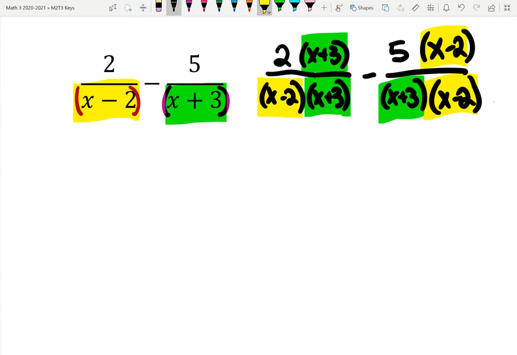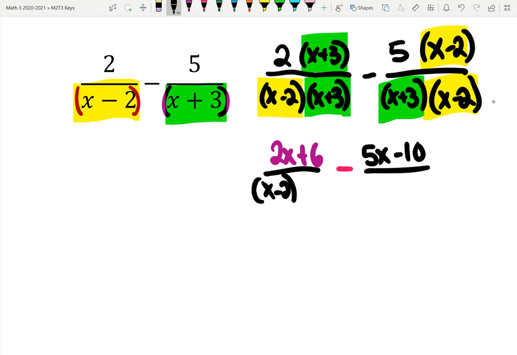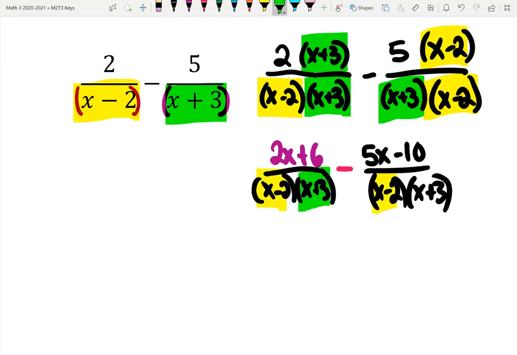Before I do so, I am going to clean up the numerators. After I distribute the 2, it's going to be 2x plus 6 minus 5x minus 10. And they are going to have the same denominator. And I am allowed to switch the order. I'm going to just write it as x minus 2 times x plus 3, just to make sure that they are identical. I didn't break any laws. Remember, a number times a number is the same as if you flip it. 2 times 3 is the same as 3 times 2.